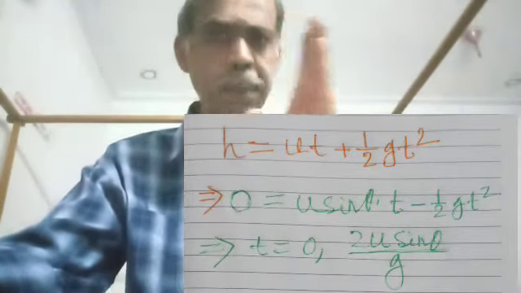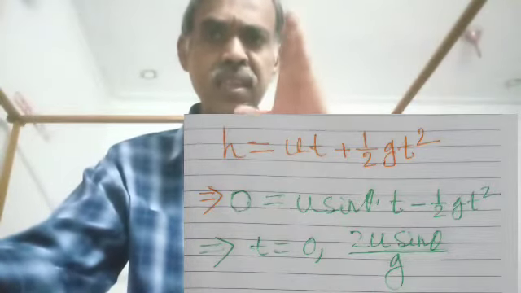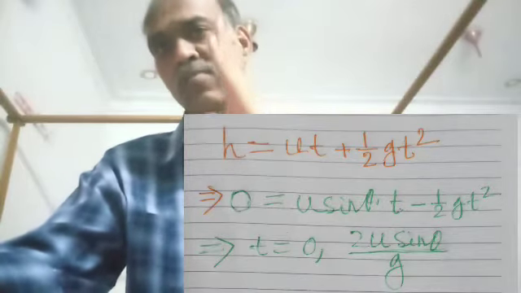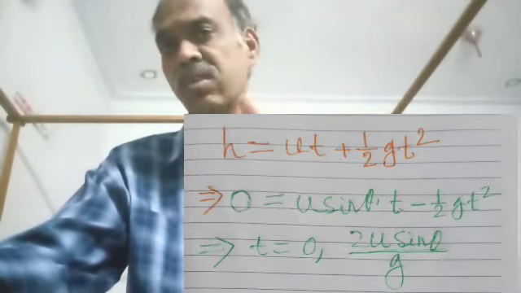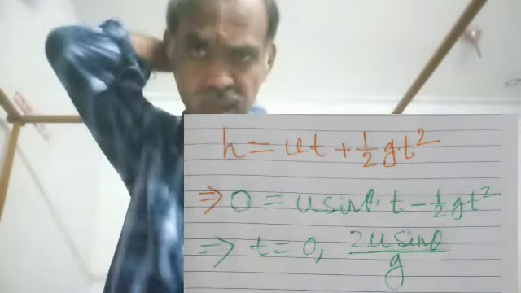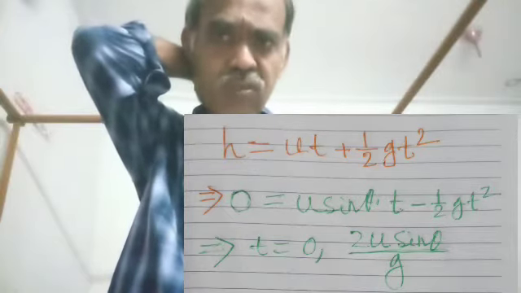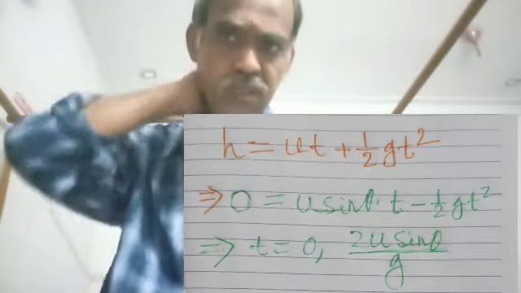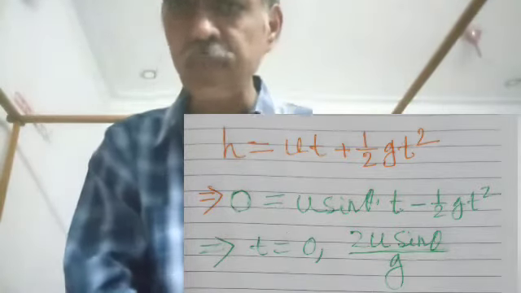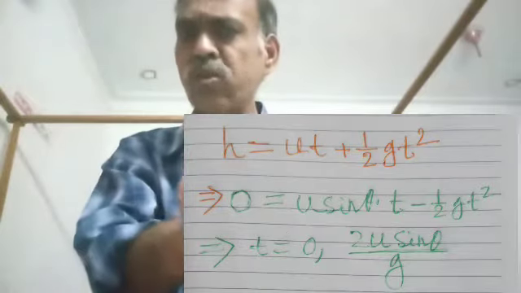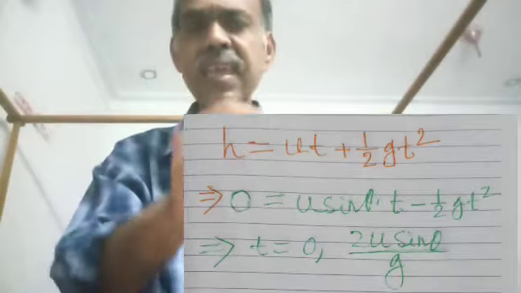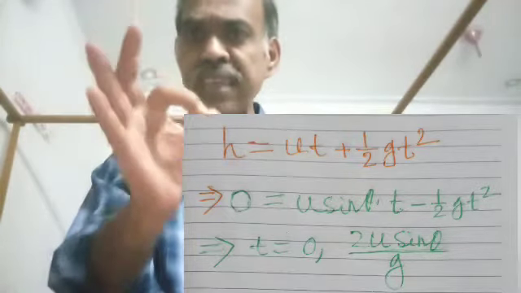And then comes the half gt square part. Since the particle is moving in the upward direction and acceleration due to gravity is in the downward direction, they are opposite to each other. Therefore, instead of plus half gt square, we should write minus half gt square. Solving this equation, you will get t is equal to 0 and 2u sine theta by g. Two answers you will get: first 0 and then 2 into u into sine theta by g.